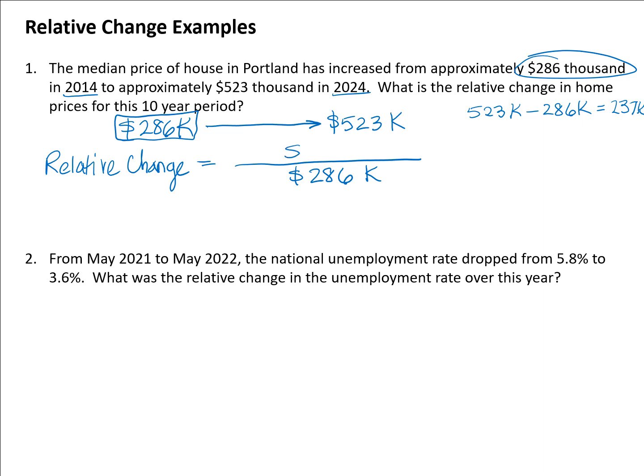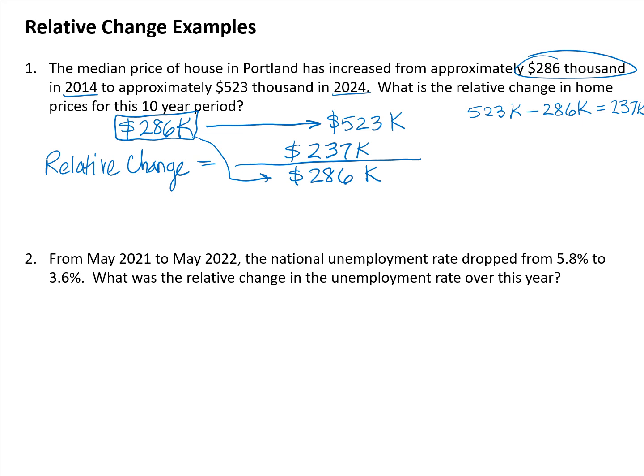So I'm going to be, in my numerator, taking the absolute change. The change was $237,000, and I'm going to be dividing that by, again, the starting amount. So it's really important in relative change you recognize what the starting amount is. So I'm dividing these two amongst themselves.